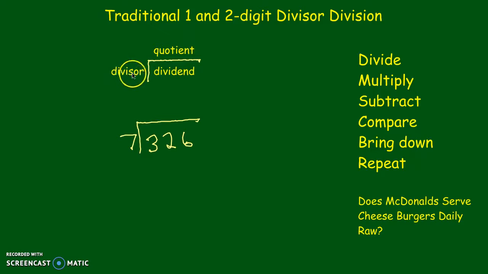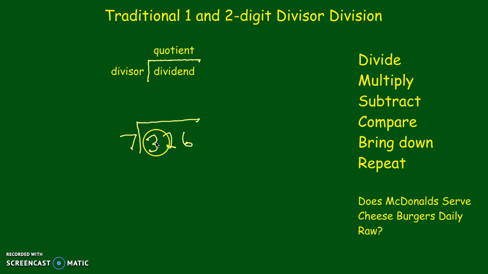of the groups. Now the process that we're going to follow to get to our answer is we're going to start with divide, then we're going to multiply, subtract, compare, bring down, and if necessary, we're going to repeat that process all over again. And to help us remember those different steps, we use this question. The question is, does McDonald's serve cheeseburgers daily raw? So the D for does is divide, the M for McDonald's is multiply, S is subtract, C is compare, the B and the D go together for bring down, and then the R is for repeat.